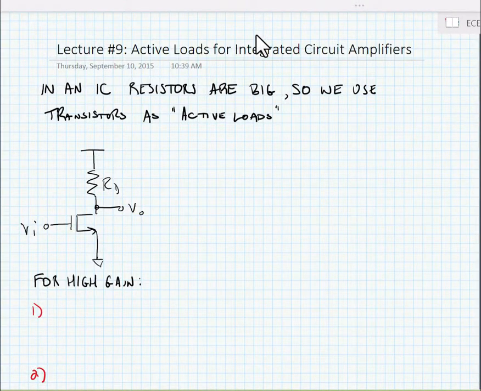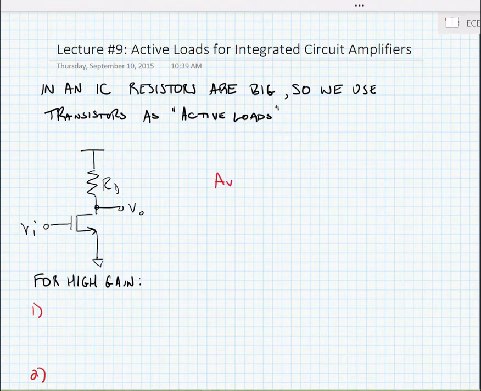All right, thus far we've been looking at using resistors to load our transistors, and we found that our gains are proportional to transconductance times resistance. In an IC, resistors are typically too big, so we try and use transistors as active loads. And let's look at the reasoning for that.